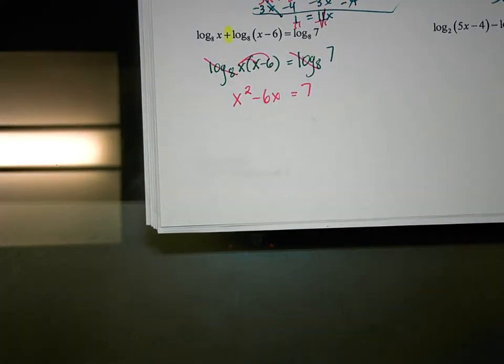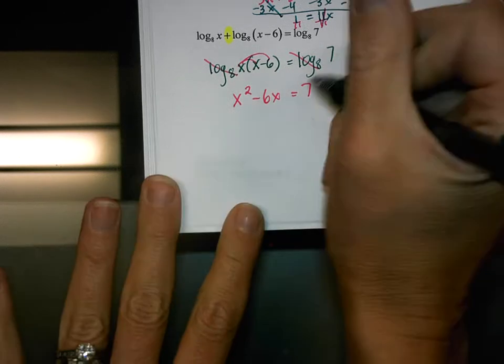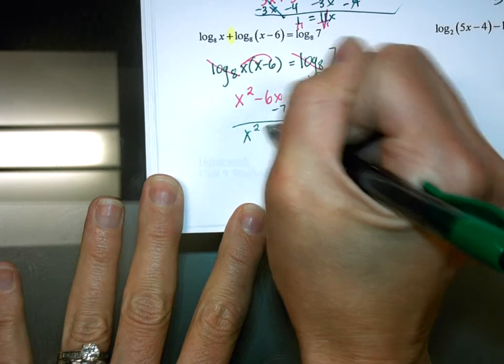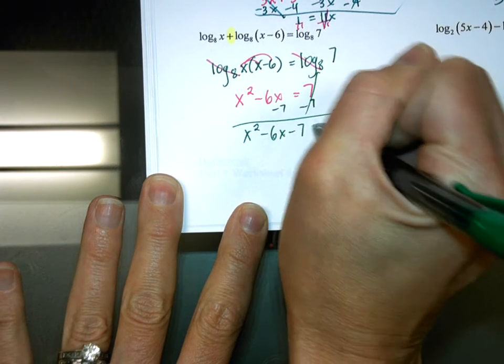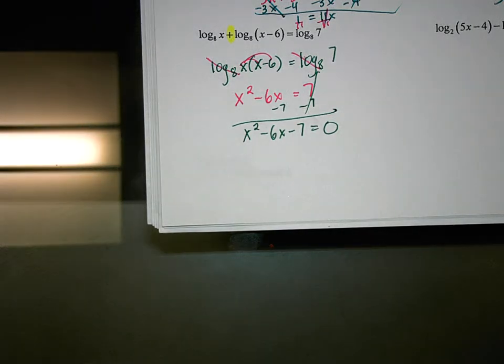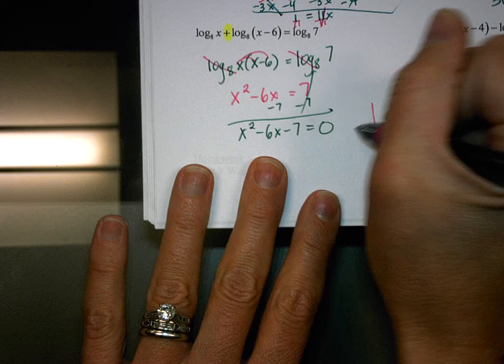Now, this has an x squared term, which means we need to have it set equal to 0. And so therefore I would subtract 7. Well done. x^2 - 6x - 7 = 0. How do I factor? You add and multiply. Very good. You always add and multiply.